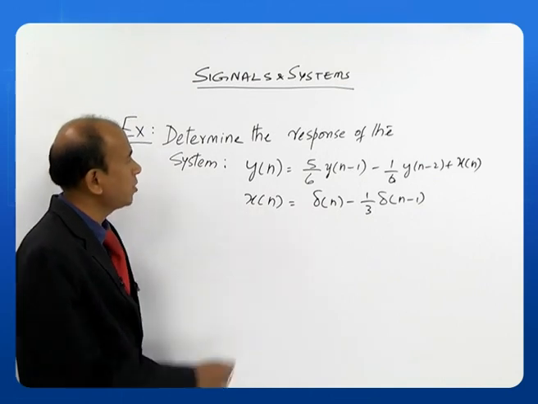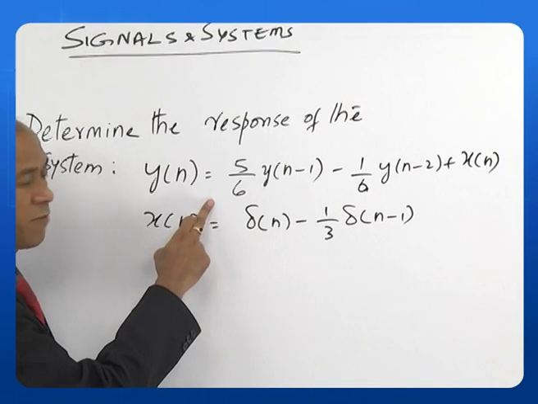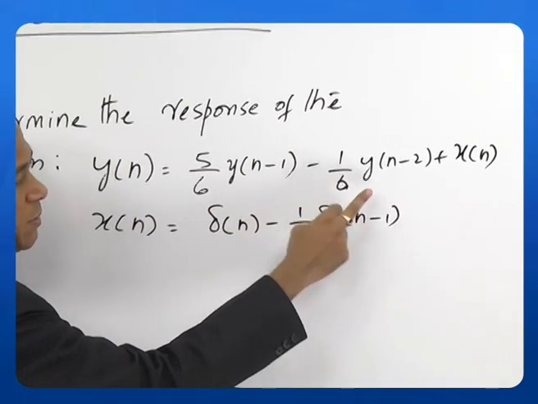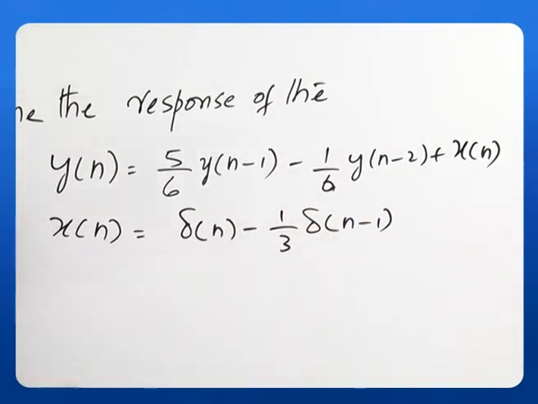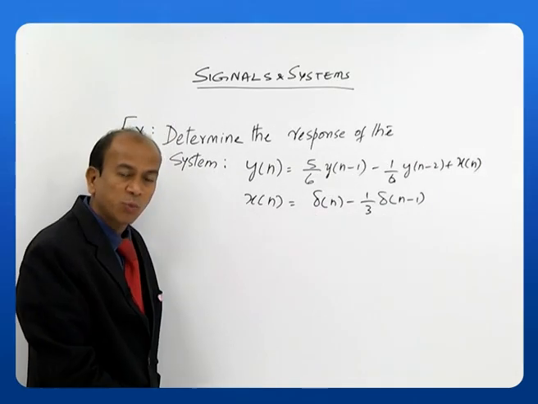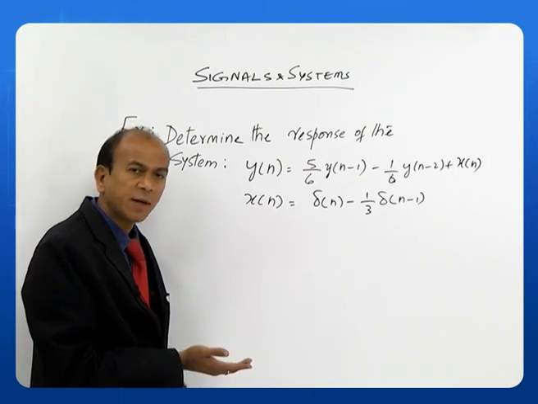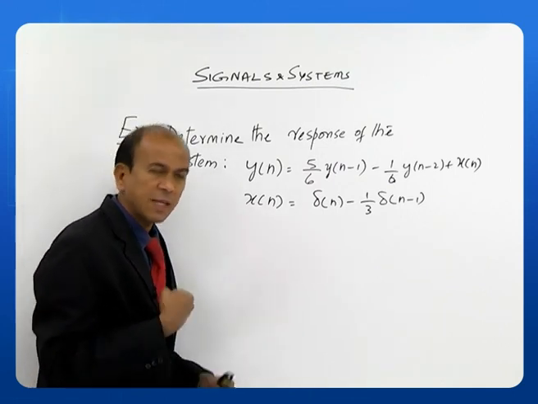Now we have to find out the response of the system. y of n is given as 5 by 6 y of n minus 1, minus 1 by 6 y of n minus 2, plus x of n, where x of n is also given as delta of n minus 1 by 3 delta of n minus 1. Now we have to calculate what is y of z, and from that, the response of the system.